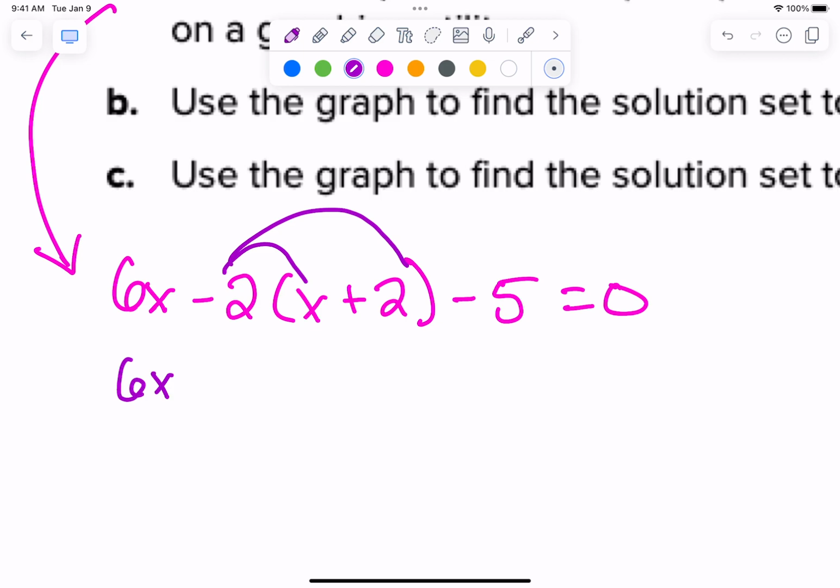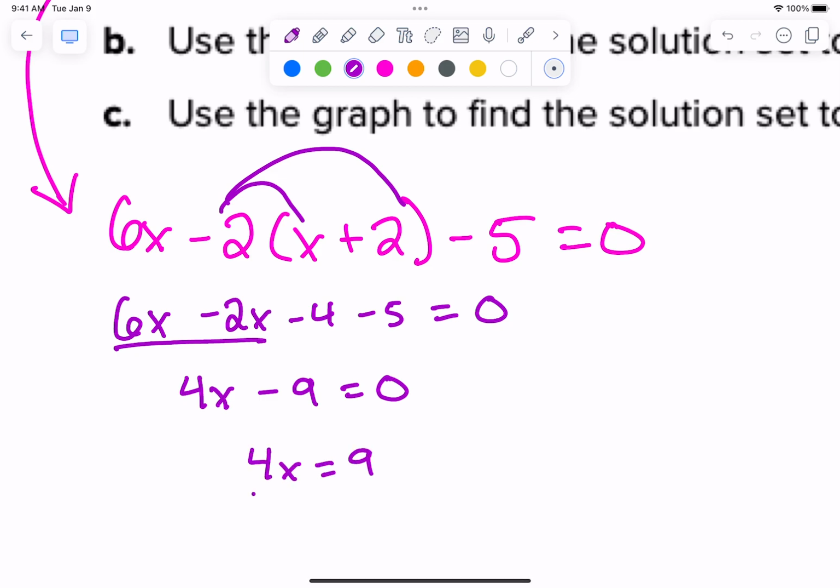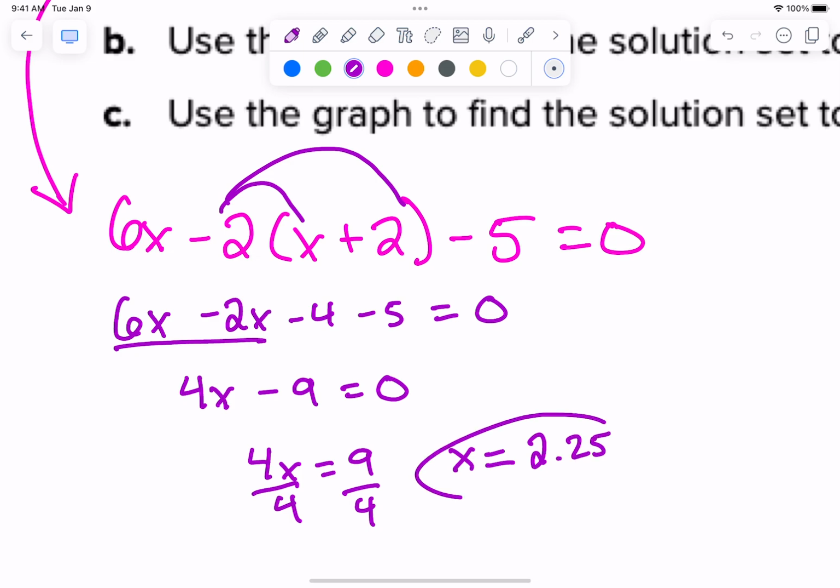6x. Then what? Minus 2x, minus 4, minus 5 equals 0. Then what? Combine the like terms. These two: 6x minus 2x is 4x, and minus 9 equals 0. Plus 9. 4x equals 9. Divide by 4. x equals 9 fourths, which is 2.25. Okay.